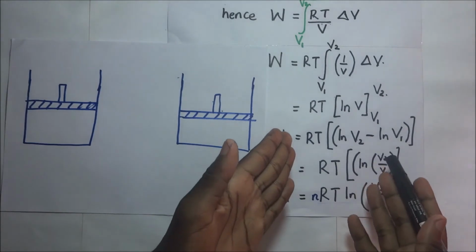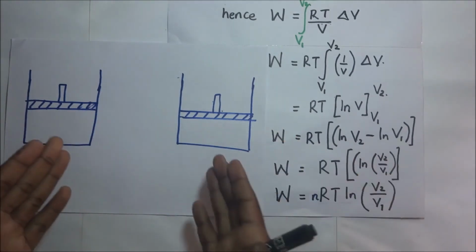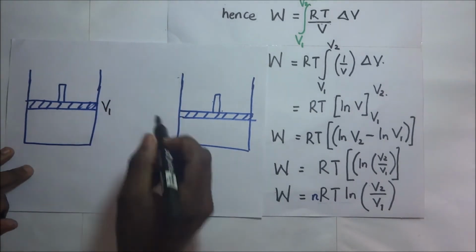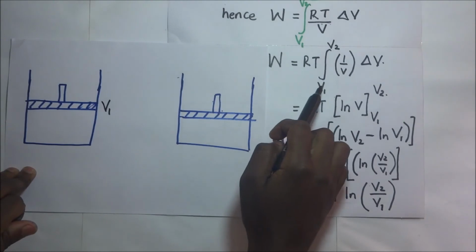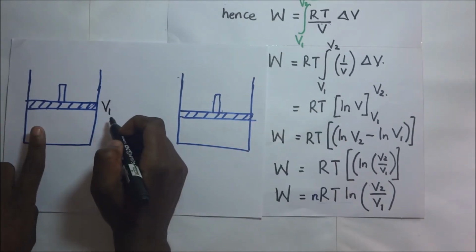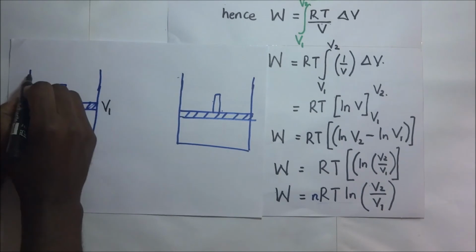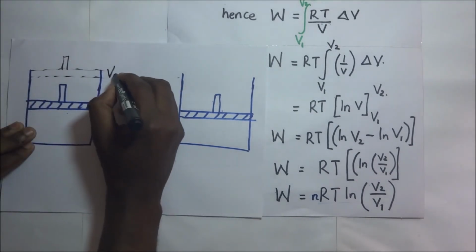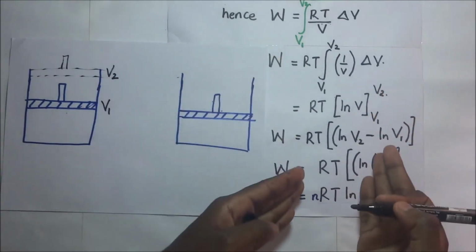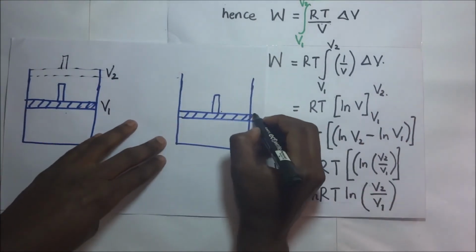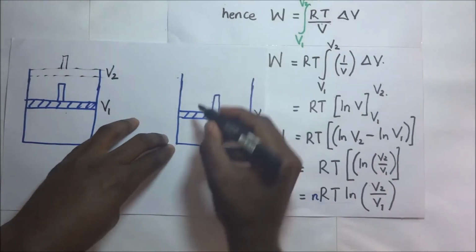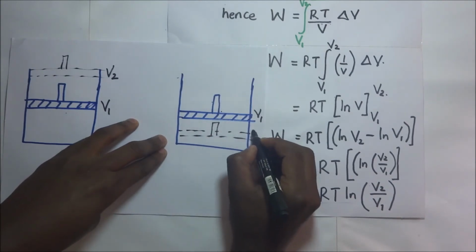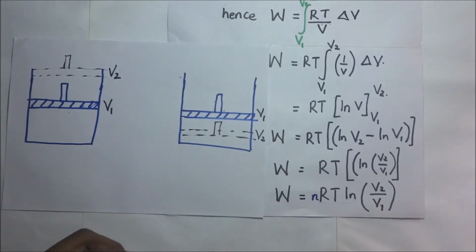Now, when work is being done by an expanding gas, let's look at these two diagrams. If, for example, this is our V1, the initial volume, and the gas is expanding upwards, this piston is going to attain a new volume, which we are calling V2. This is what we've been following here. But it is also possible that this is our V1, and the piston is moving downwards, moving inside, and now our V2 is right there.